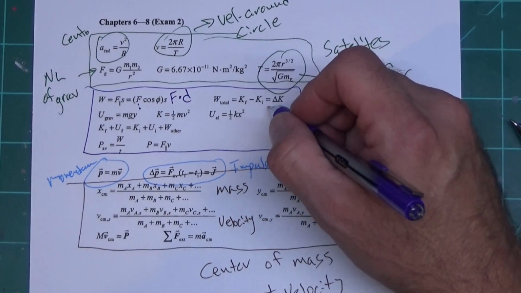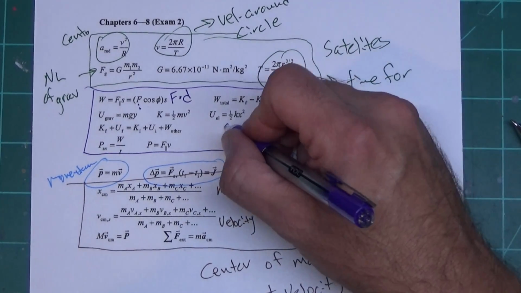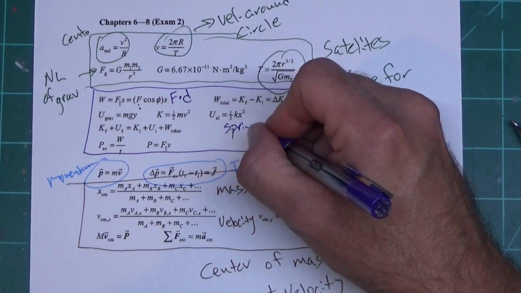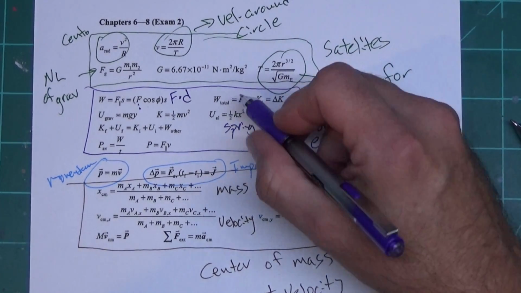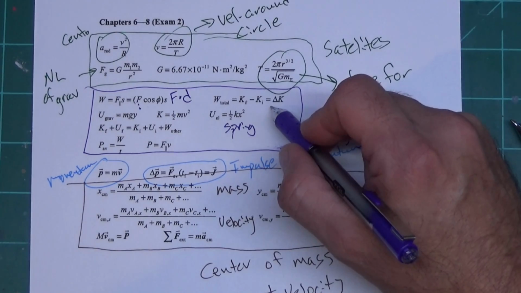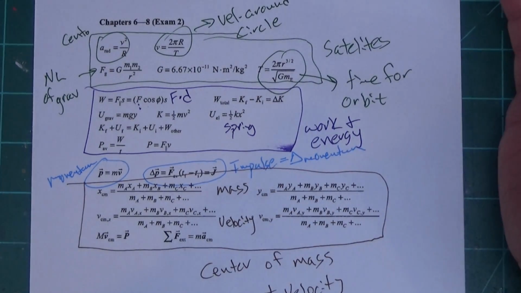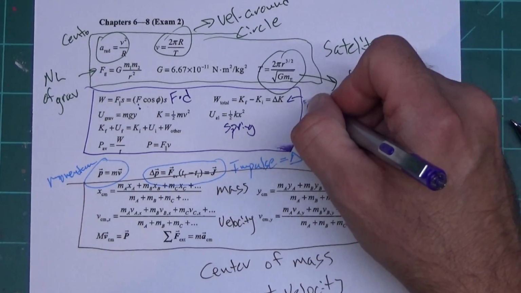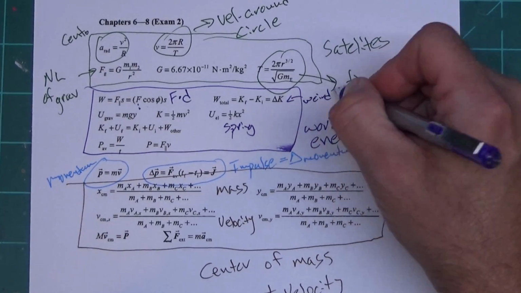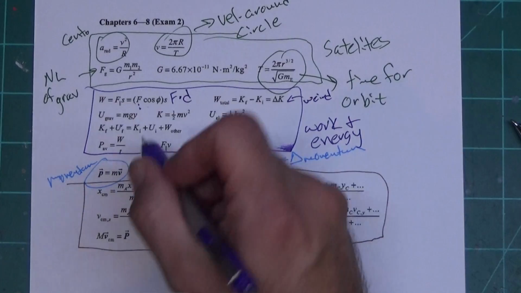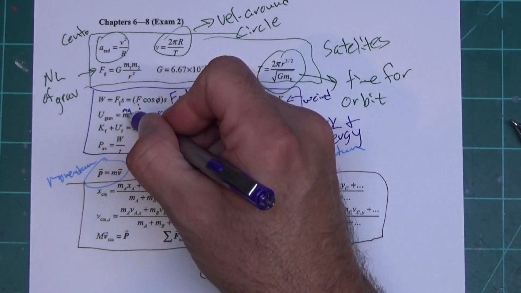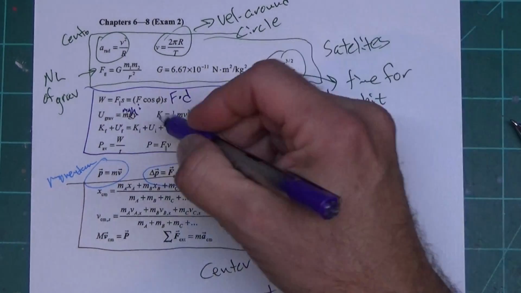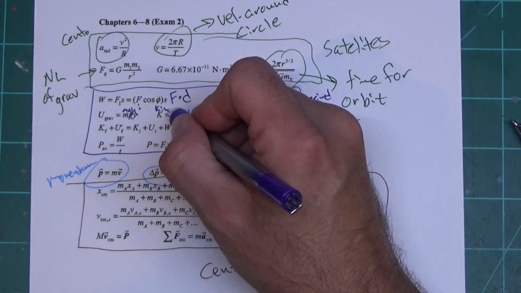Which is really kind of weird for me. Here's the spring energy. I don't know why he's doing work as change in kinetic energy, because it could be change in potential, or change in spring. And that does show up on his test, so this one's just weird to me. Here we have gravitational energy. I call that MGH because it's really change in height. Here's kinetic.